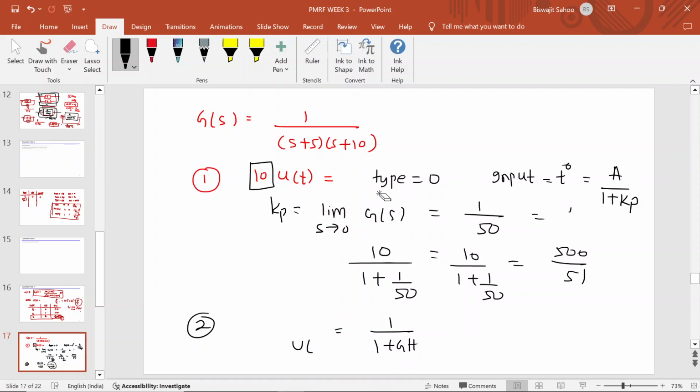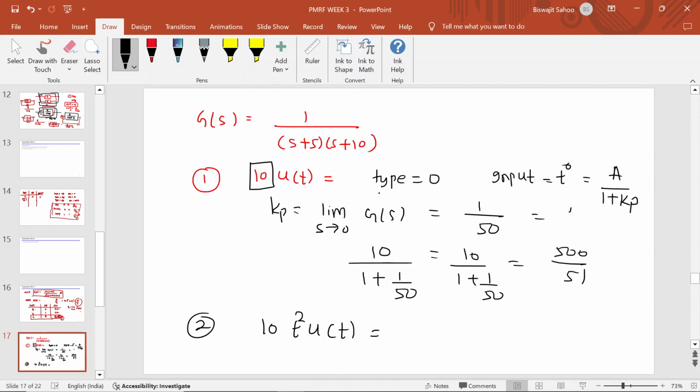Now suppose I give another question. For this, the transfer function is fixed. I am just changing the input. Let it be 10 into t square u of t. What is the answer?